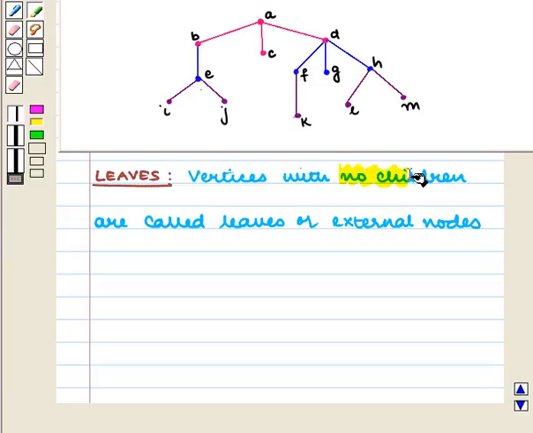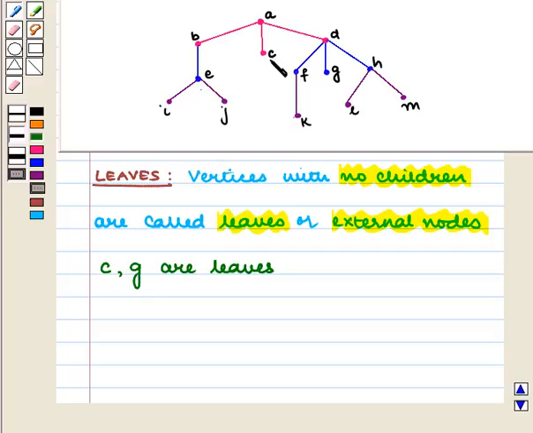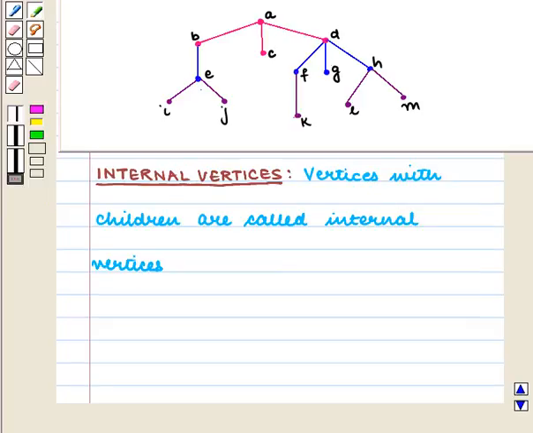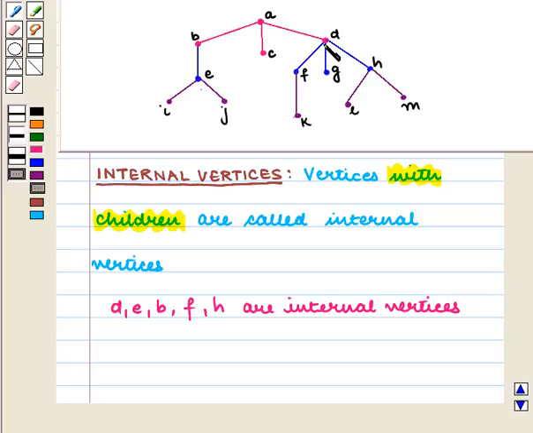Vertices with no children are called leaves or external nodes. The vertex C is a leaf as it has no child. Similarly, the vertex G is also a leaf. Vertices with children are called internal vertices. So here D, E, B, F, H are internal vertices as they have children.